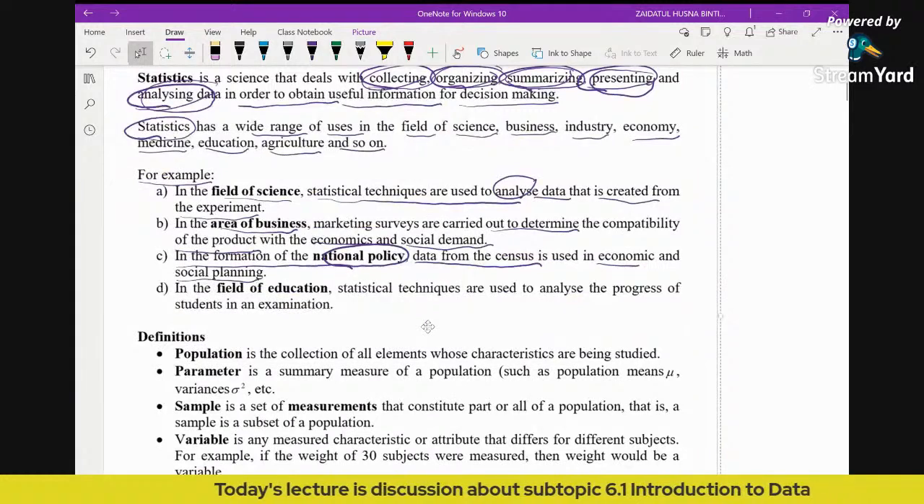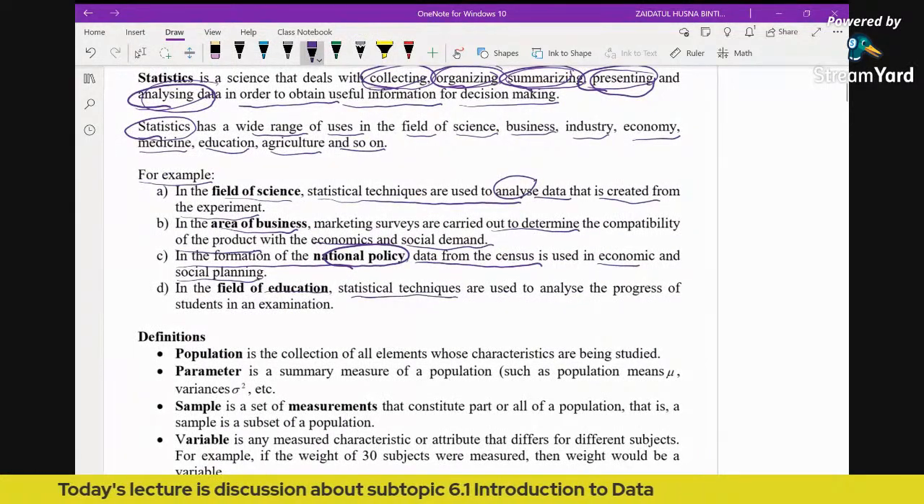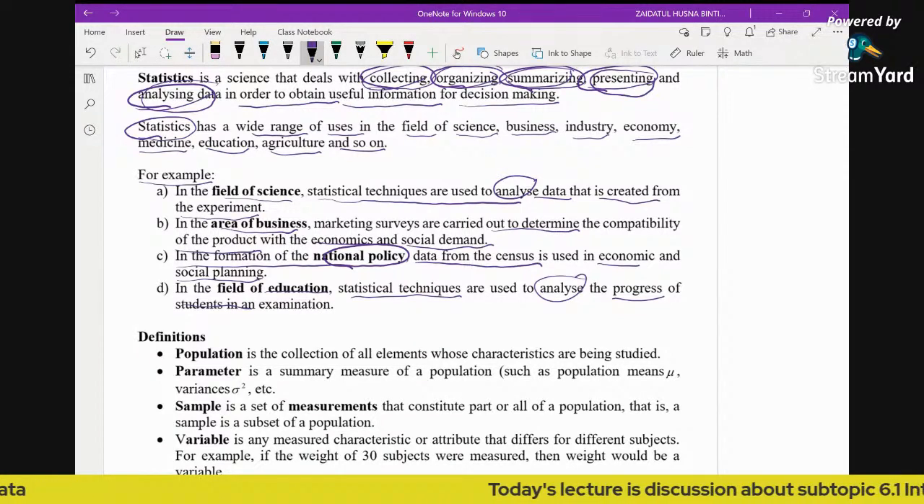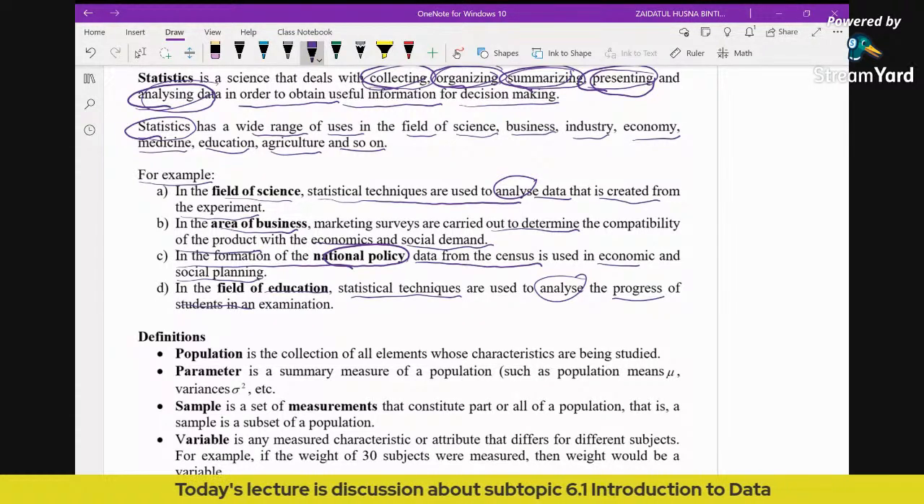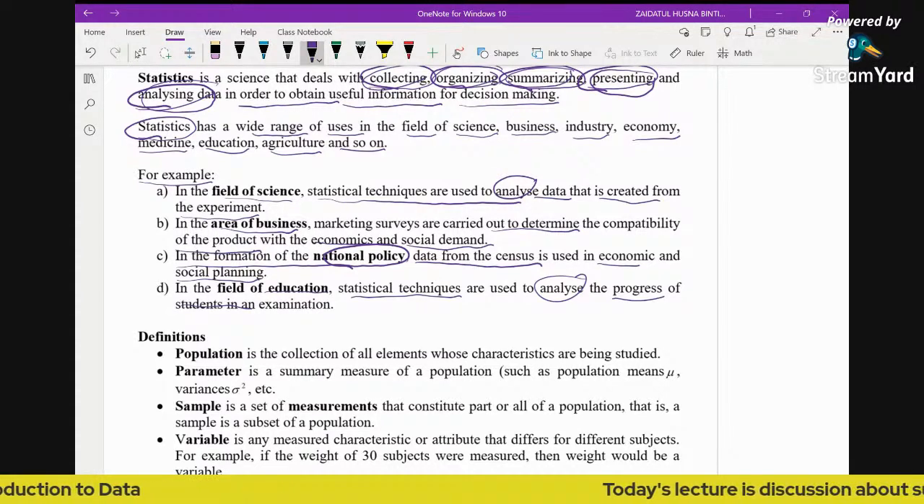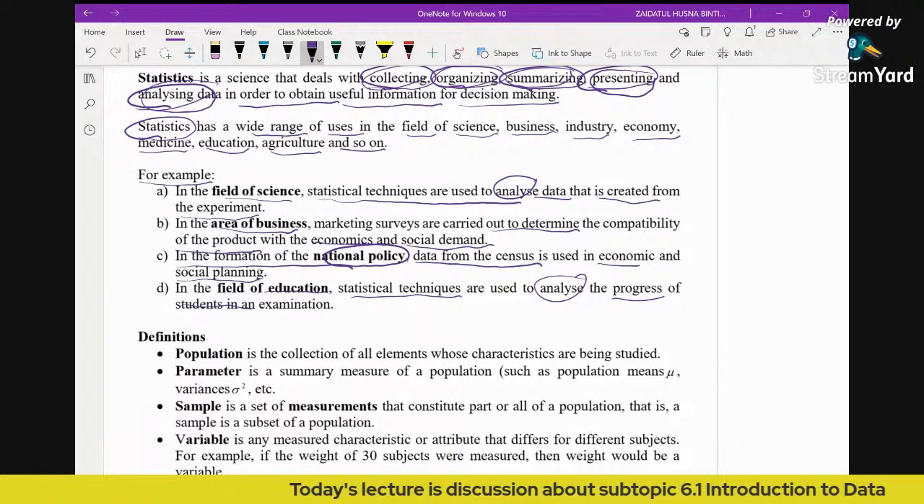So in the field of education, statistical techniques are used to analyze the progress of students in an examination. So for example, from your UPS results, after I do the analysis, I can identify how many failures, how many A scorers, and so on. And then from there, I can plan a strategy on what to do in order to make sure that you perform in PSPM. So that is the use of statistics.